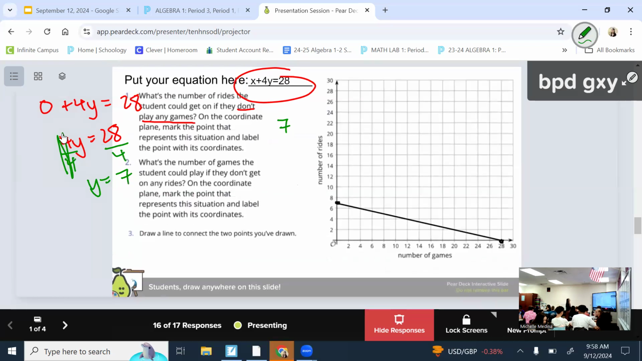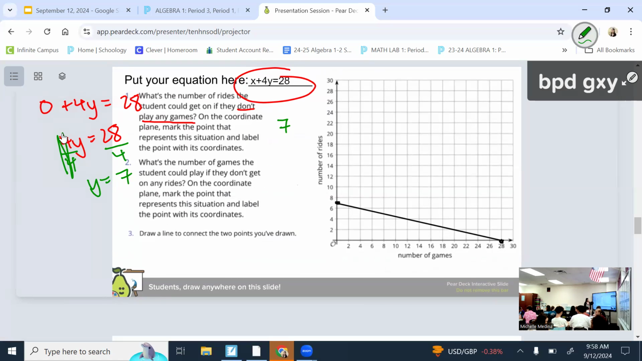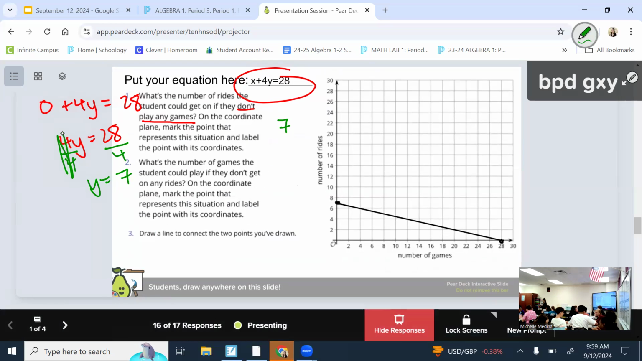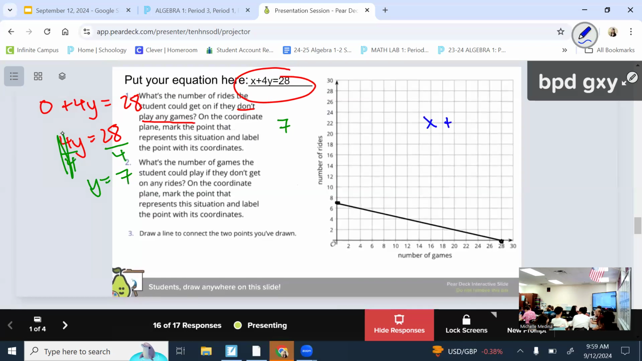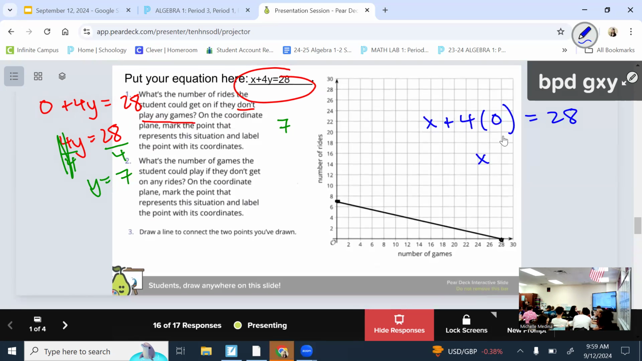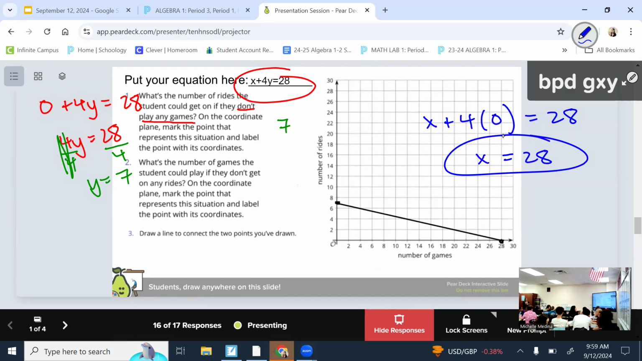All right, now if I want to find instead the number of games they could play, if they don't get on any rides, what needs to be 0 this time? The y. So I'm going to do x plus 4 times 0. Plus 4 times 0. X plus 0 is x. So that one was pretty easy to solve.